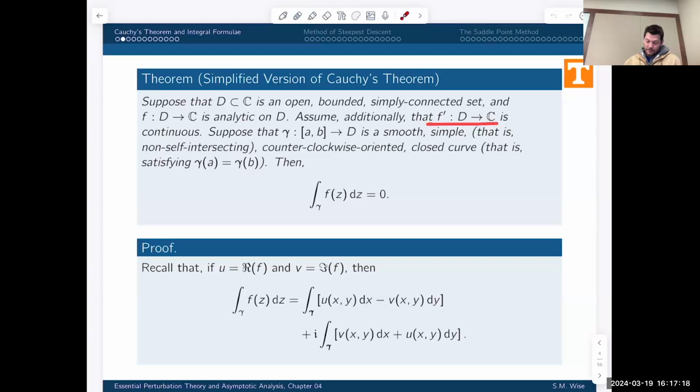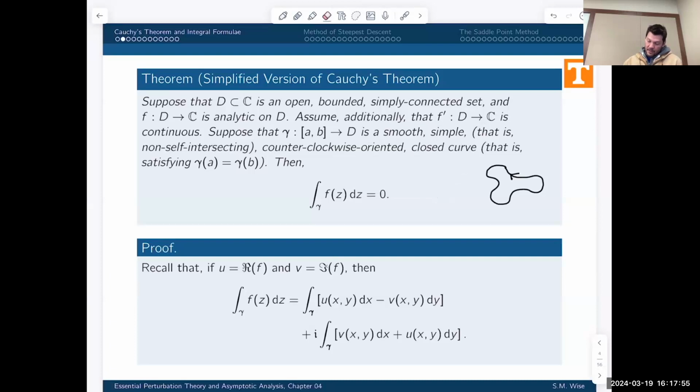Suppose that gamma is a smooth, simple, that is non-self-intersecting curve that is counterclockwise oriented and, if I haven't said it already, closed. So that means we're looking at curves that basically look like this. Counterclockwise oriented, meaning that I'm going anti-clockwise. It has to be simple, so you can't have crossing points, so no figure 8 type of curves like this.